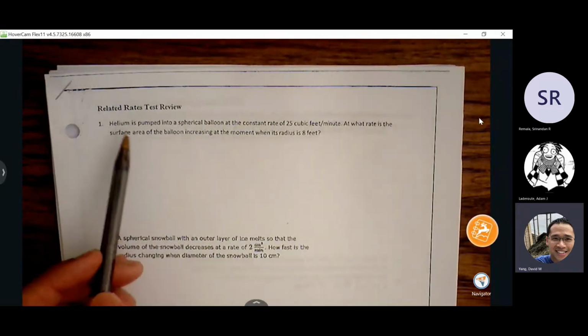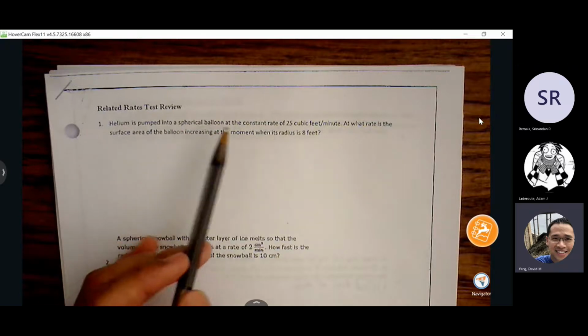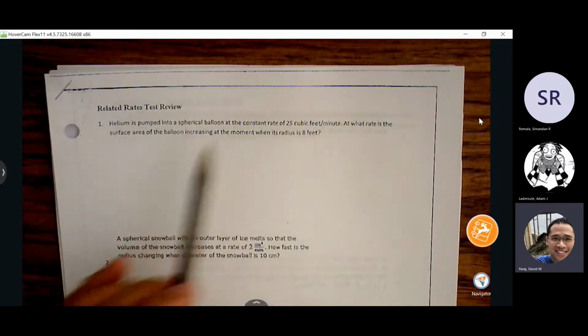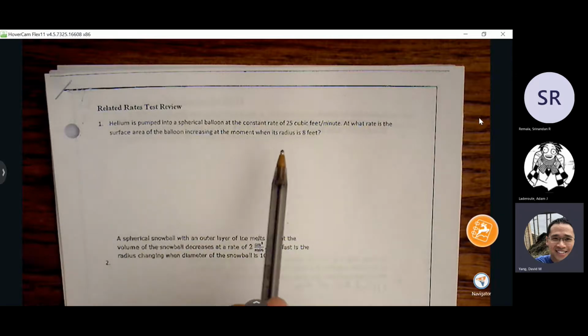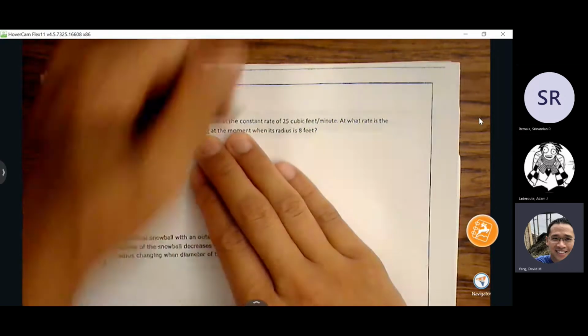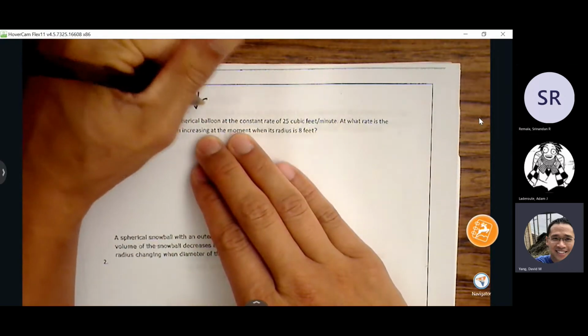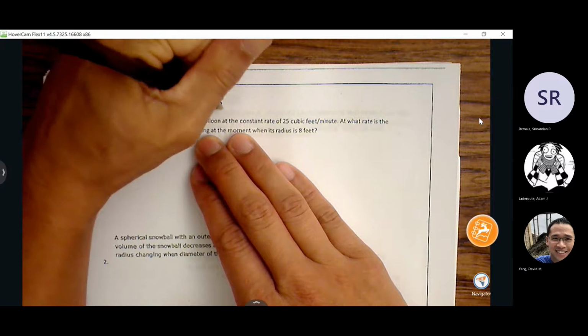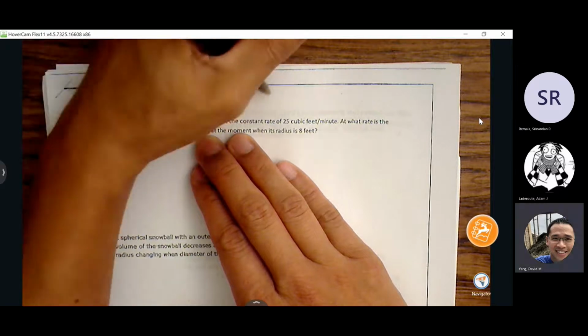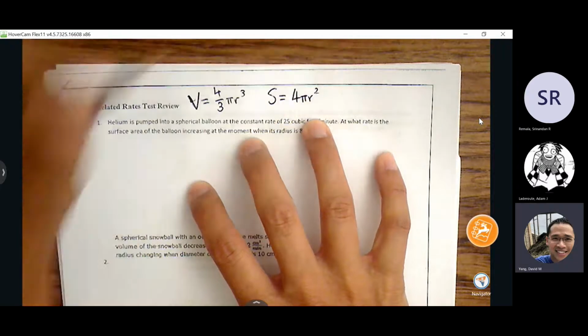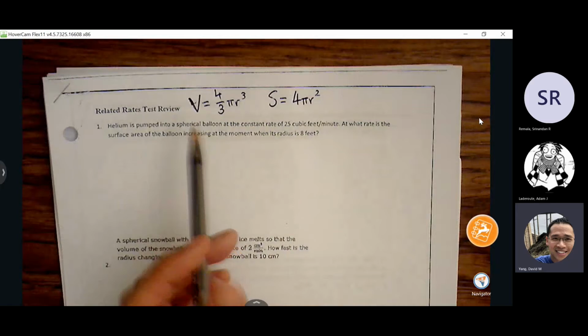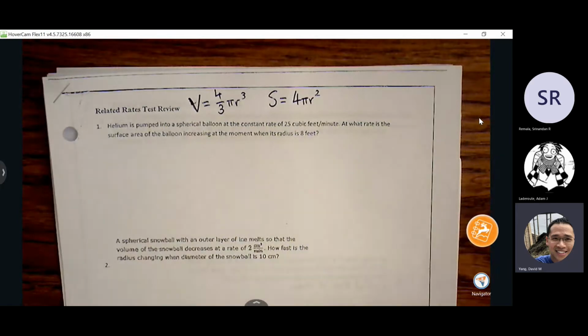All right, so helium is pumped into a spherical balloon at a constant rate of 25 cubic feet per minute. At what rate is the surface area of the balloon increasing at the moment when the radius is 8 feet? So the volume and surface area formulas will be provided. Volume of a sphere, 4/3 pi r cubed. Surface area of a sphere, 4 pi r squared.